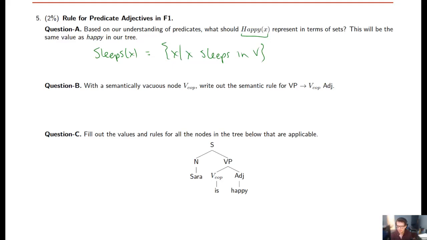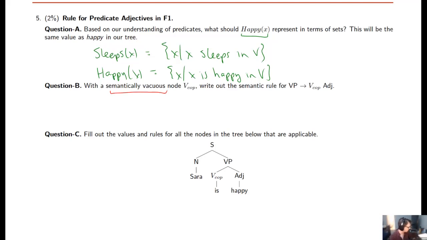So the idea with happy X is that this would be treated the same way. When we had happy X, this would be the set of X such that X is happy in V. So we treat it just the same way as we treated intransitive verbs. Then there was a little paragraph that said, oh, we might run into a problem because we have this V copula here, but then we find that the meaning of the adjective is the same as the meaning of the VP. So I tried to drop that hint there, that the adjective has the same meaning as the VP. So we have this thing called a semantically vacuous node.